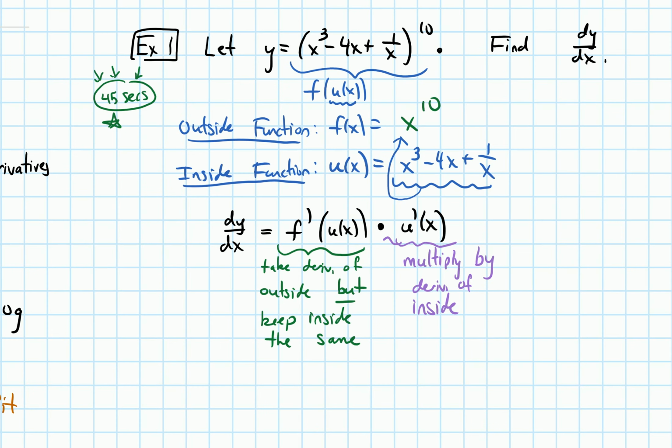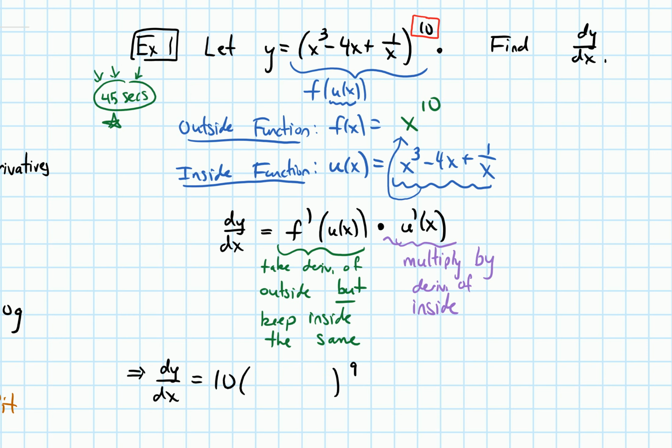So if we do that, and we start to write down dy dx, first I have to deal with the outside function. The outside function is the fact that we have this power here. The power is what's contributing to the outside function being x to the 10. So the way we deal with the derivative of x to the 10 is we do the power rule. In this case, the power is going to come down, and then my new power is going to be a 9.